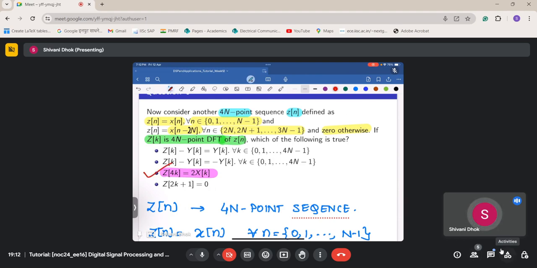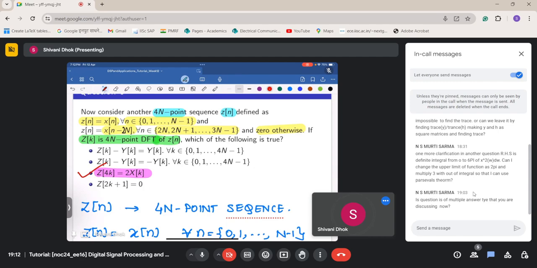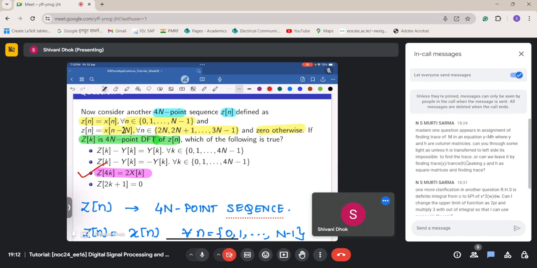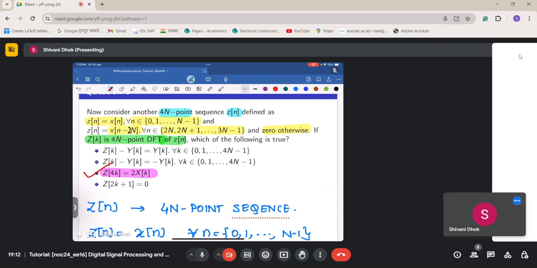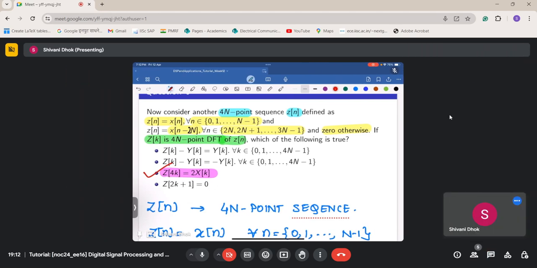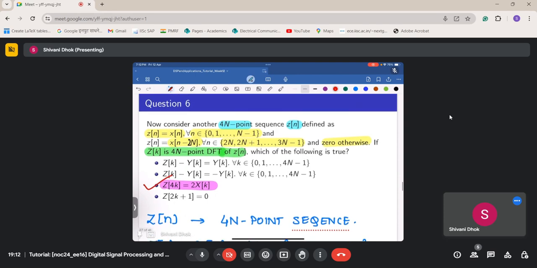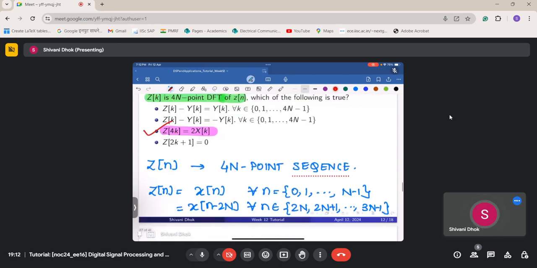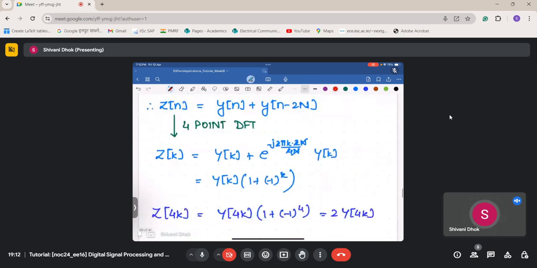Is it clear? Any questions in this particular part? Okay. If there are no questions, then let me move on to the next question.